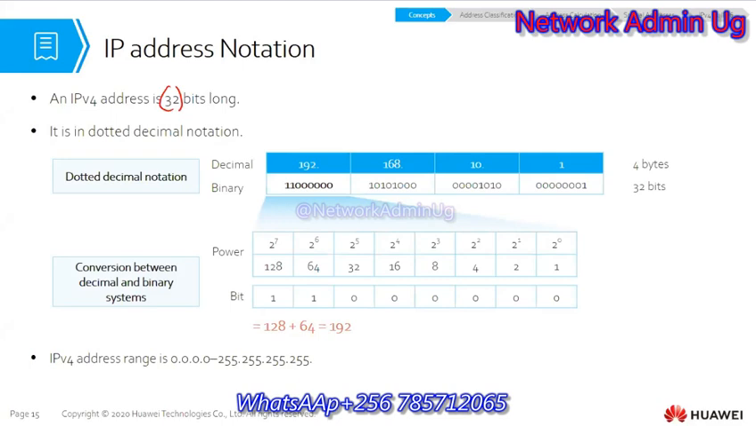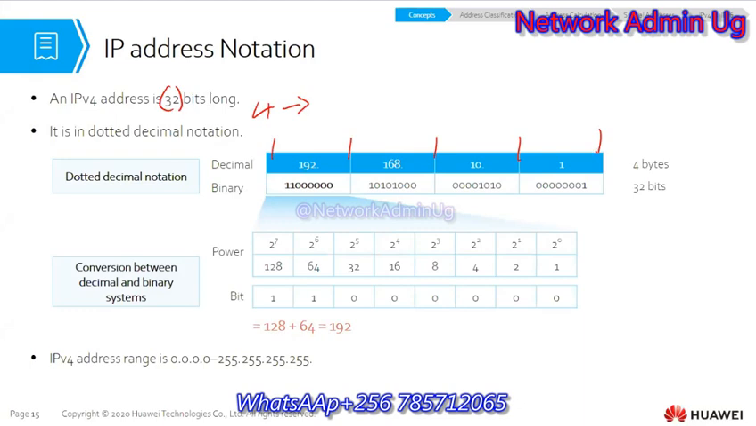Now, an IP address is a 32-bit number. It is divided into 4 octets. Each octet has 8 bits.